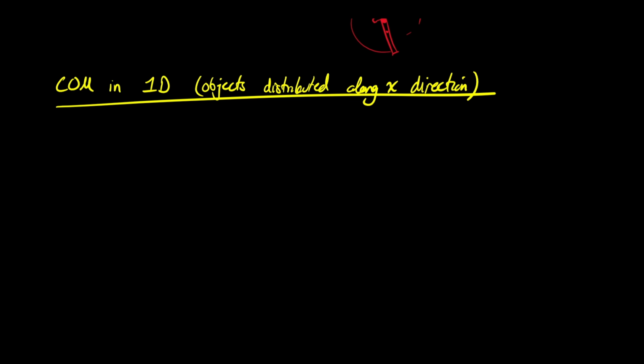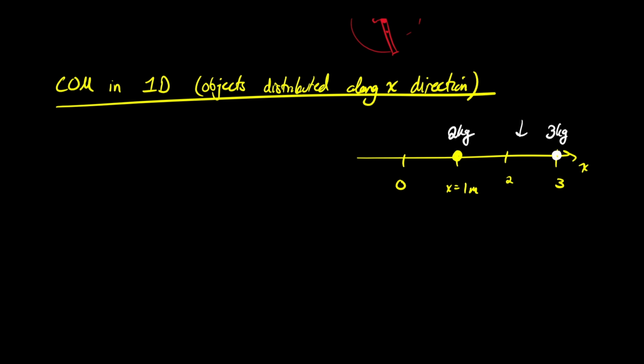An example of this would be, let's say here's our x-axis. Let's say here's x equals 0. Here's x equals 1 meter, 2 meters, 3 meters. And let's say I have a 2 kilogram mass here and a 3 kilogram mass out at x equals 3. The question might be, where is the center of mass located for these guys? Again, that's going to be more or less the average location of the mass. So it's going to be somewhere in here, probably a little bit closer towards the 3, because the 3 is slightly heavier. And here's the formula that you'll use to calculate it.